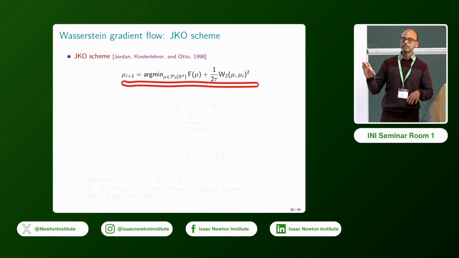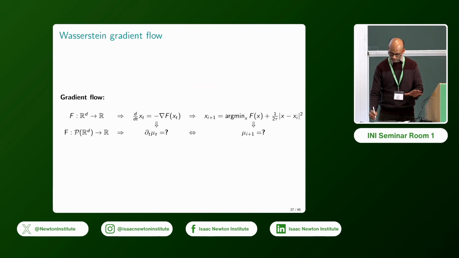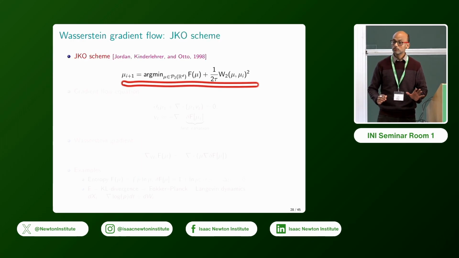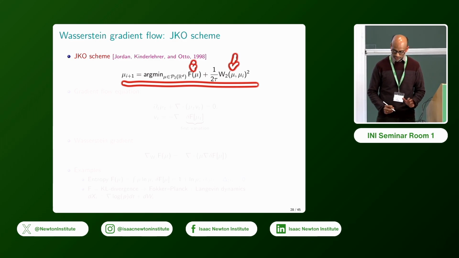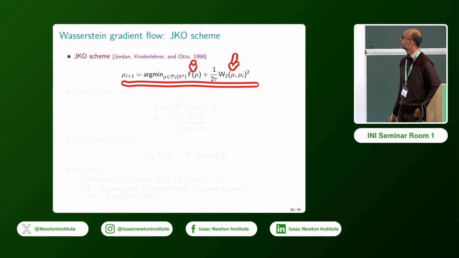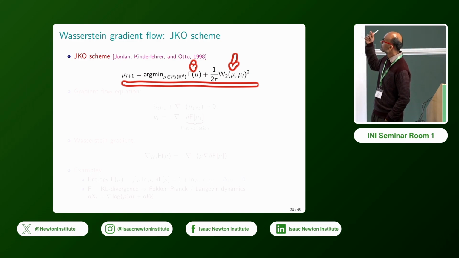If you see, this update is pretty much similar to your proximal method. It's just that instead of this Euclidean distance, I replace this with the W2 distance. So the geometry is defined, the cost is defined, or your functional f is defined, and your geometry is defined. And you use this as a way to define how you want to move in the probability space.